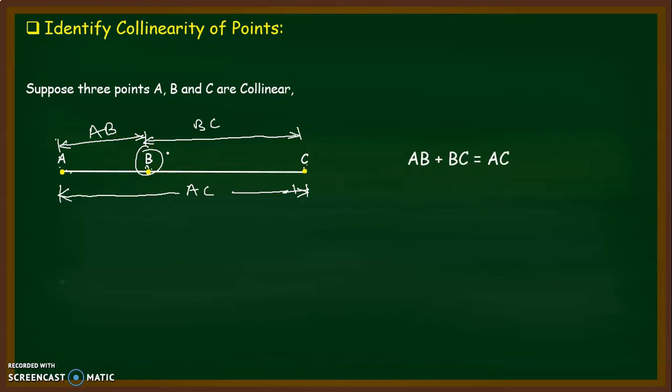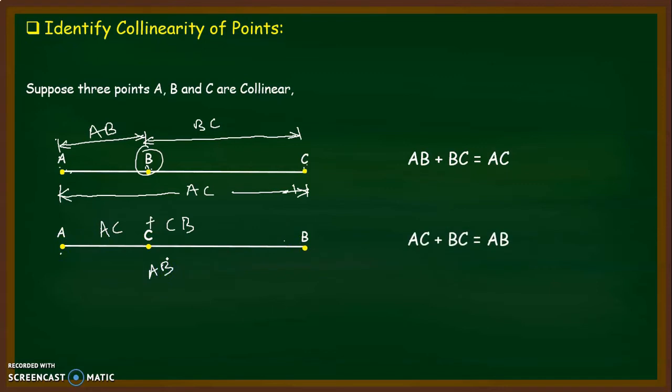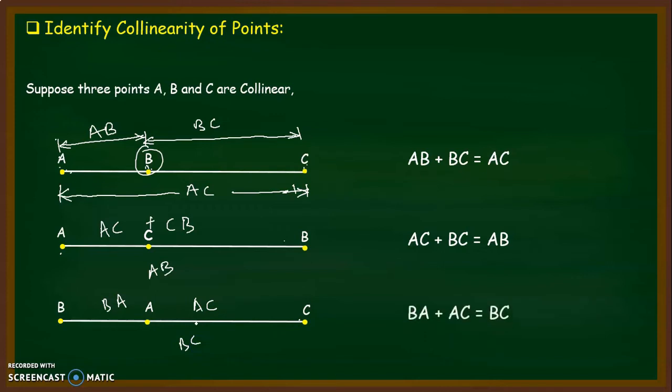Or another condition may be like this: the point A, the midpoint is point C and the other point is B. Here we can see that AC plus CB will be equal to the total distance AB. So AC plus BC equals AB. Or the third possible condition is that point A is the midpoint. Here BA plus AC will be equal to the total distance between B and C. So BA plus AC equals BC.